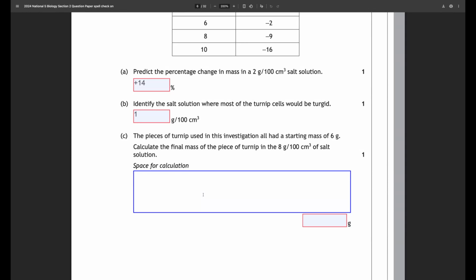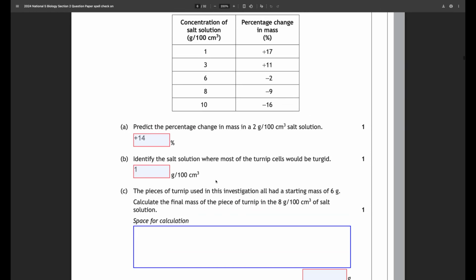Okay, the pieces of turnip used in this investigation all had a starting mass of 6 grams. Calculate the final mass of the piece of turnip in the 8 gram per 100 centimeter cubed concentration of salt solution. So if we have a look at this one, we can see that the percentage change in mass is minus 9%. Okay, so what they're saying is at the start, it's 6 grams. When it goes into this concentration, it loses 9%. What will be the final mass?